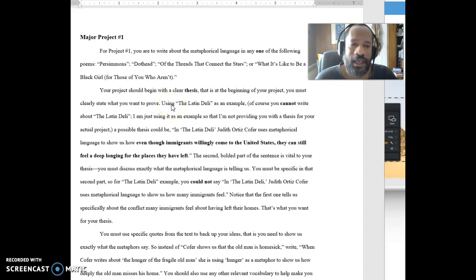So let's look at the example that I give you, using the Latin deli as an example. Of course, you cannot write about the Latin deli because of what I said up here, right? You have to choose one of these four poems. You cannot write about the Latin deli. I'm just using this as an example so that I'm not providing you with a thesis for your actual project. So to be clear, you definitely cannot write about the Latin deli.